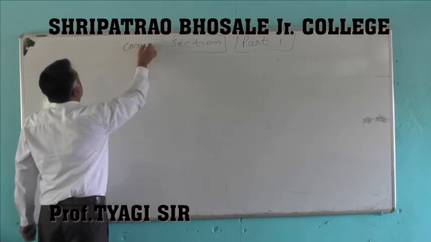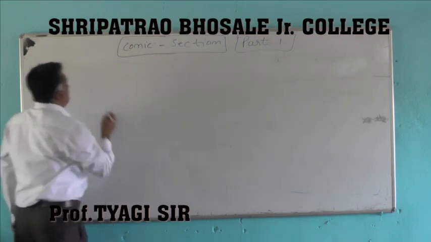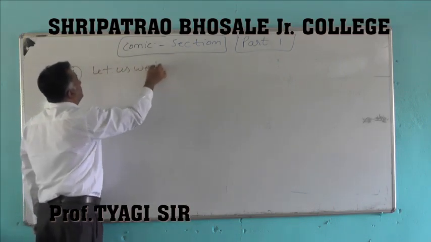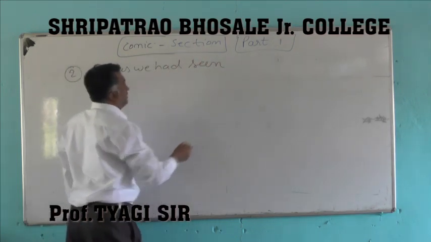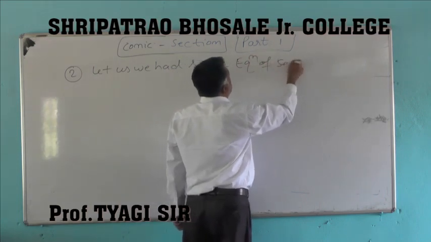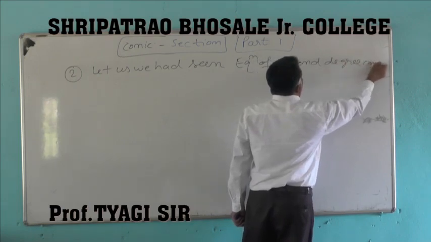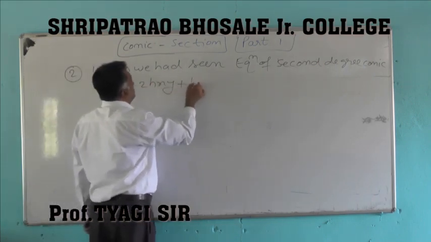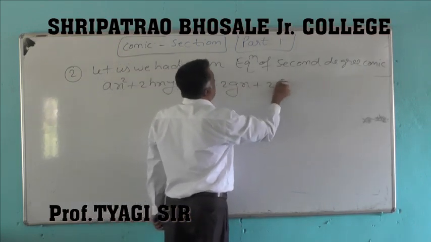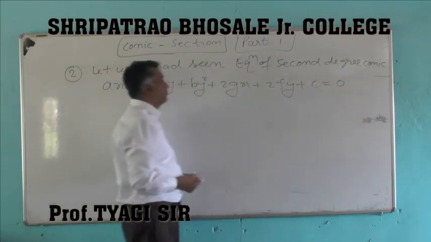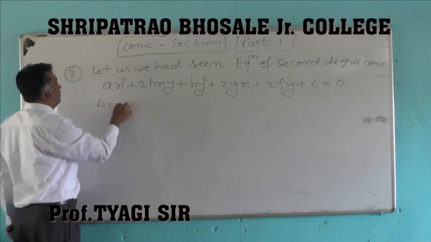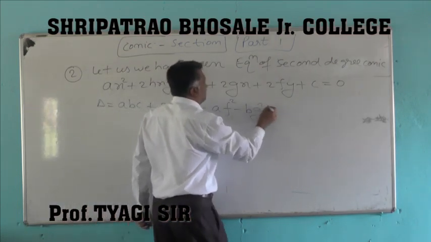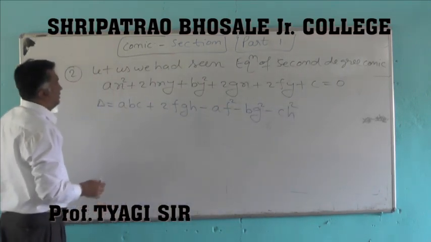Now, point number 2. We had seen the equation of a second degree conic, ax square plus 2hxy plus by square plus 2gx plus 2fy plus c equal to 0, where delta equal to abc plus 2fgh minus af square minus bg square minus ch square. That is delta.